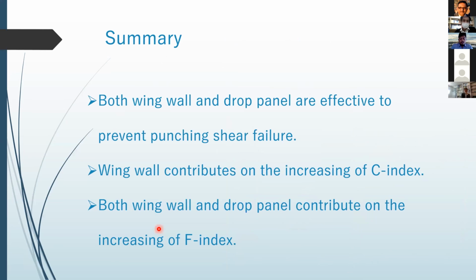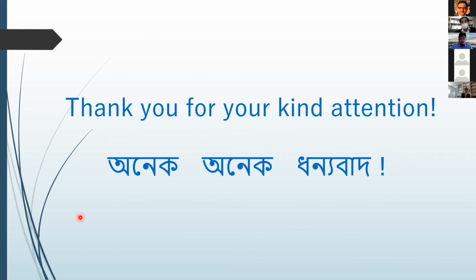So this is the summary of this chapter. Both the wing wall and the drop panel are effective to prevent punching shear failure. And the wing wall contributes to the increase of the C index, only the wing wall. The drop panel does not contribute, because it just removes the F limit. And both the wing wall and the drop panel contribute to the increase of the F index. Thank you for your kind attention.